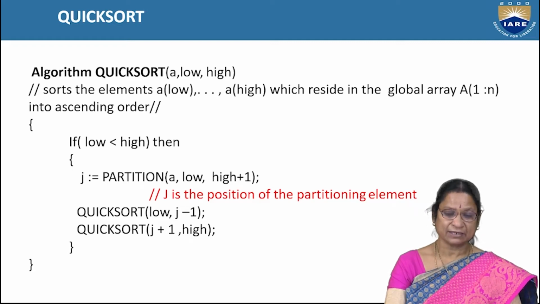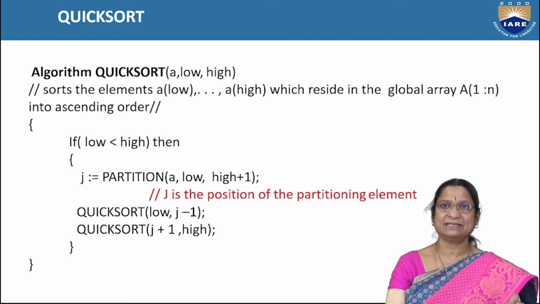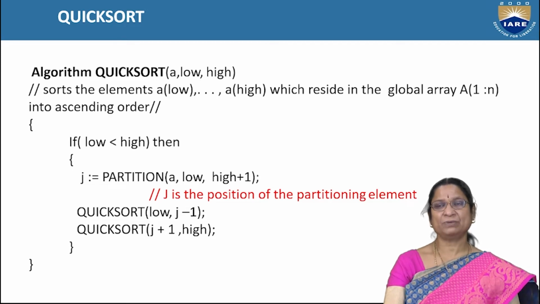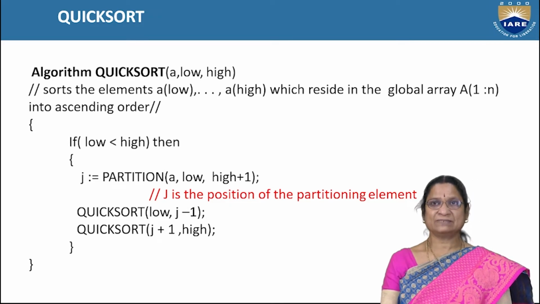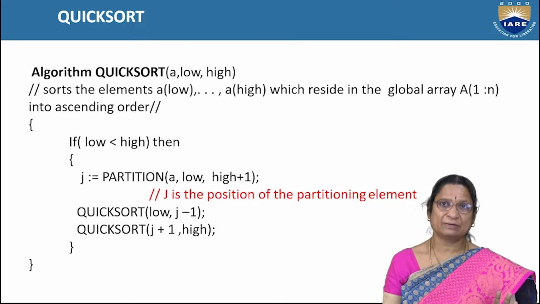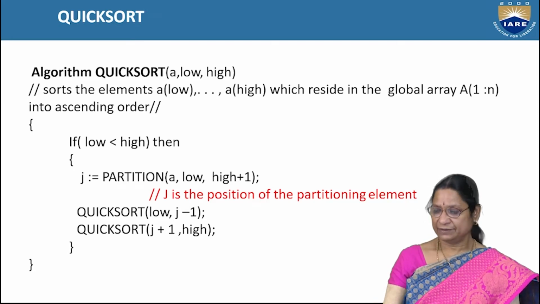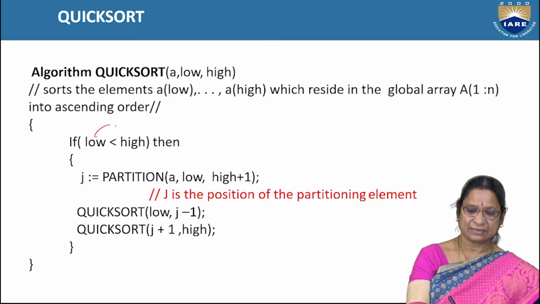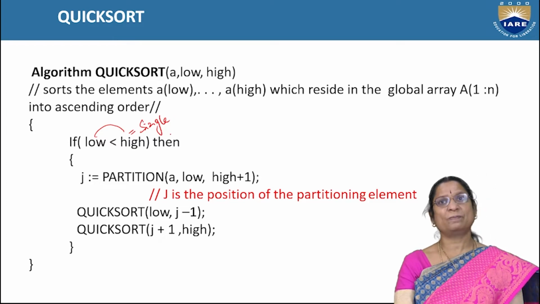So what is the logic? As long as low is lesser than high, we proceed. If it is equal, it means a single element is there. If it is greater, no partitioning is going to be done further. So if a minimum of 2 elements are there, we have to do partitioning; equal means one element, no need to do further partitioning. If low is equal to high it means a single element, and if it is greater, no partitioning is possible.